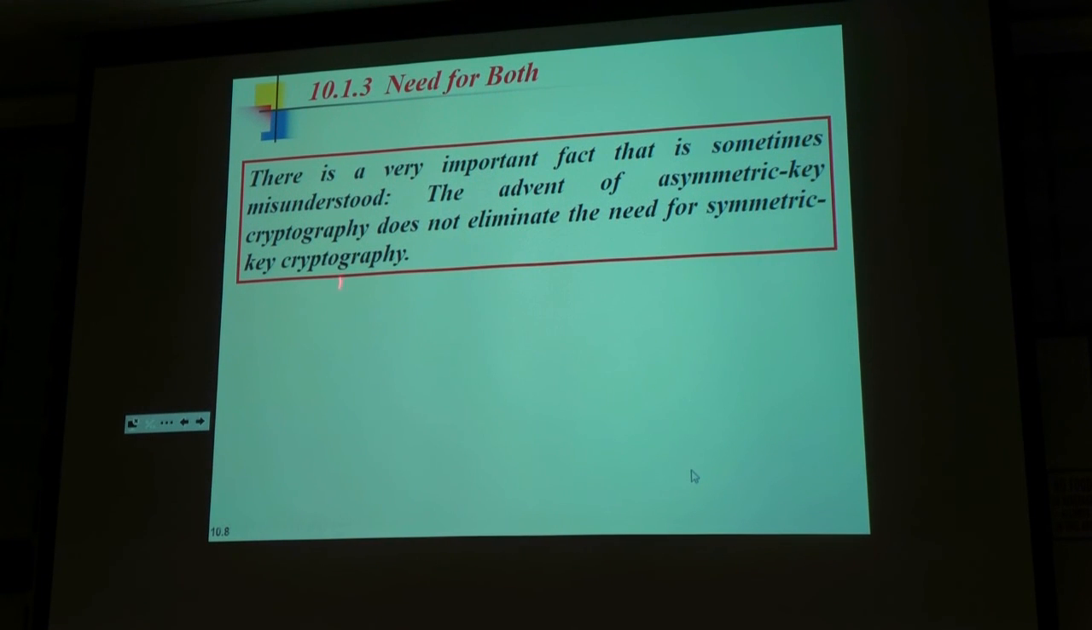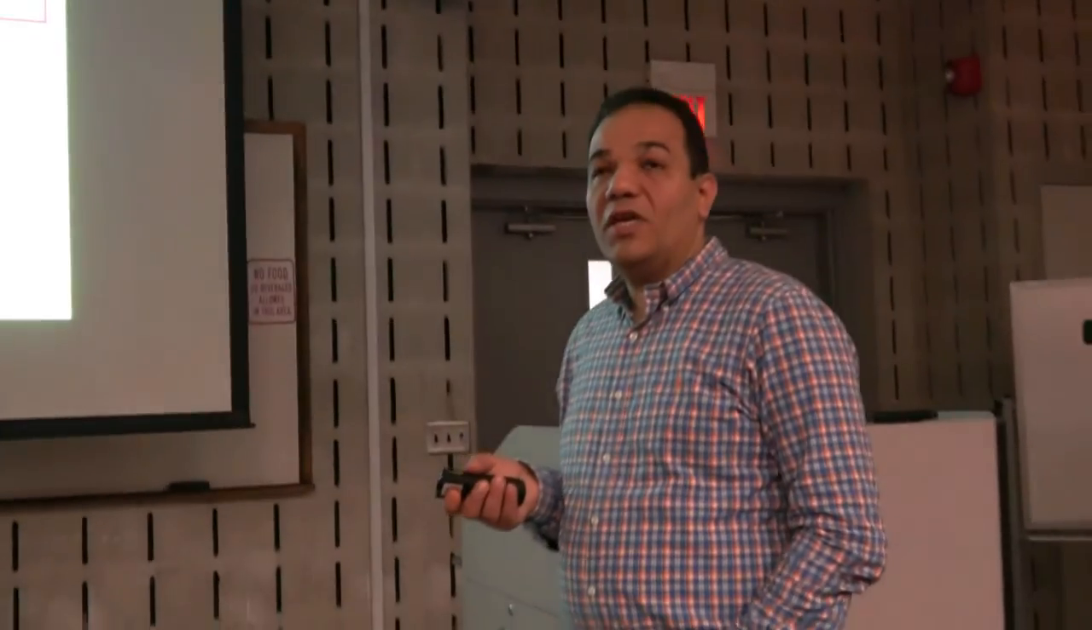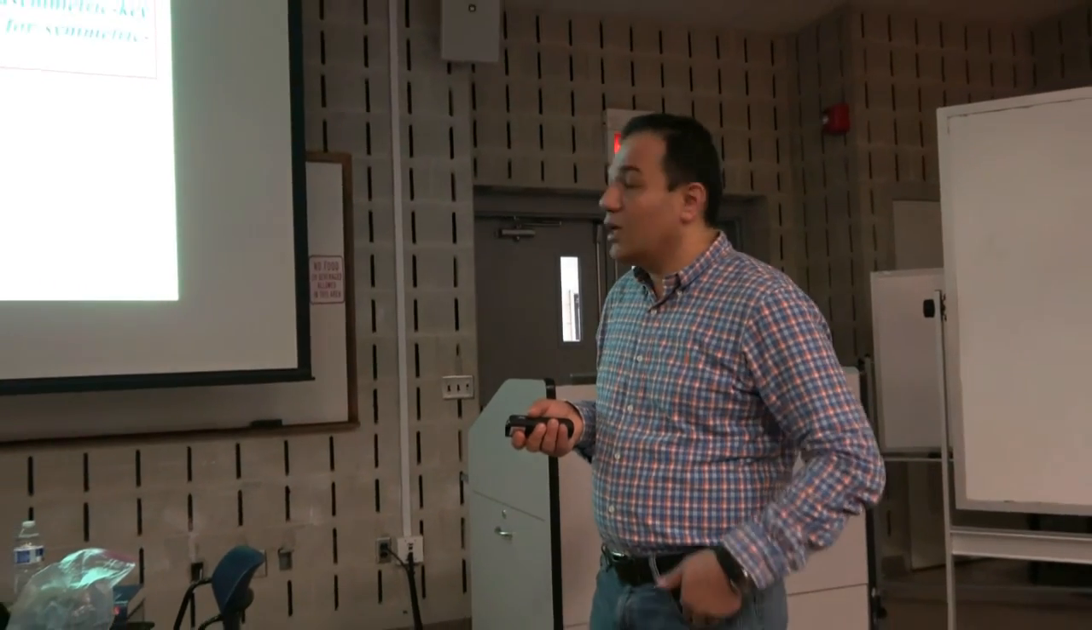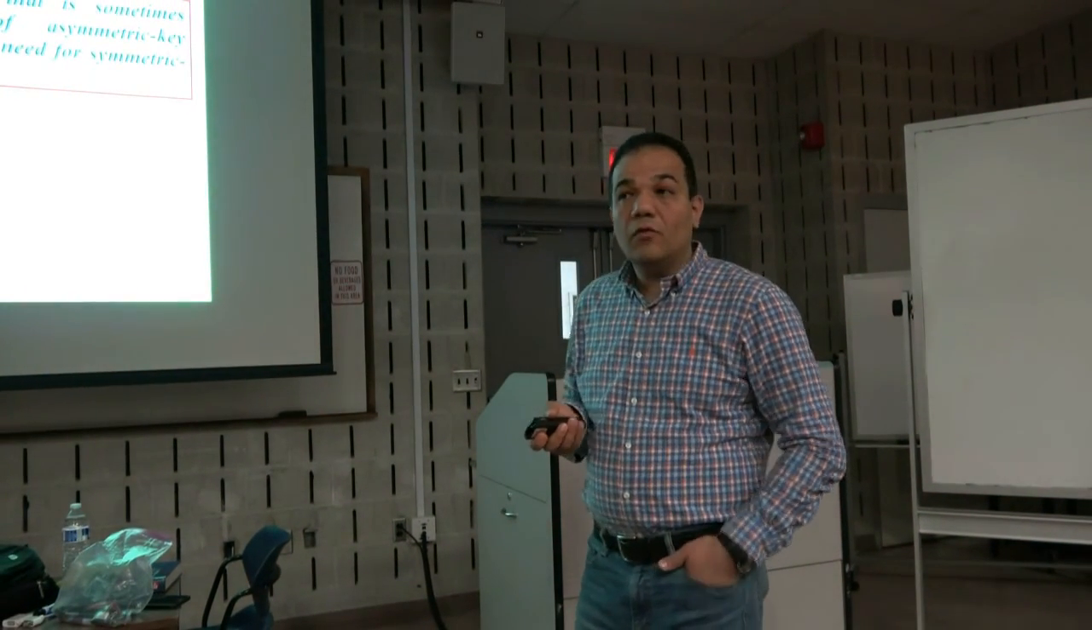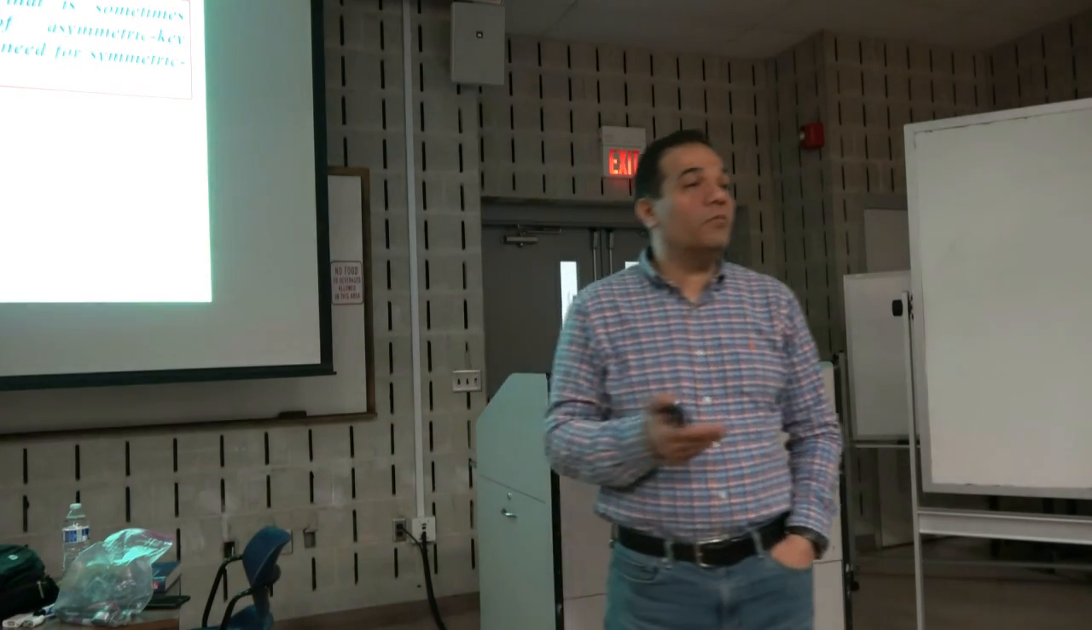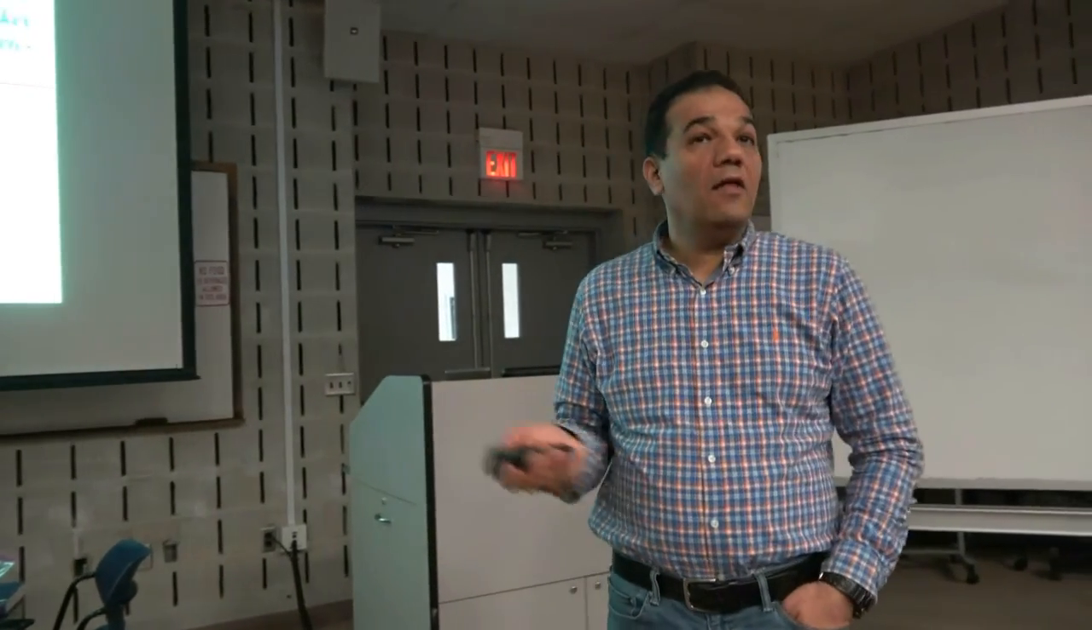All right. There is a very important fact that is sometimes misunderstood, which is that the advent of asymmetric key cryptography does not eliminate the need for symmetric key cryptography. Symmetric key cryptography is used for what? For hard disk encryption, for message encryption. The asymmetric key is used for digital signatures, for different purposes, as we'll see in a second.